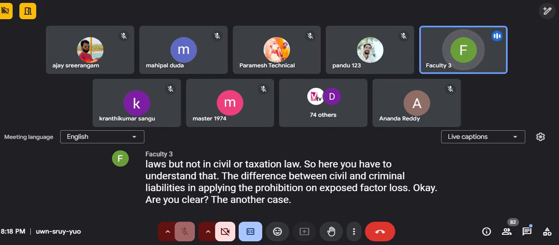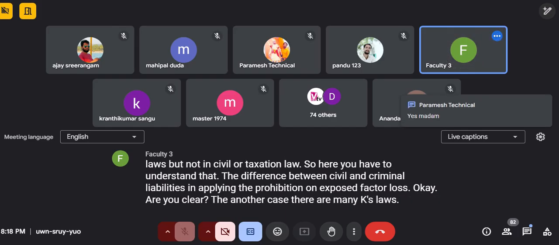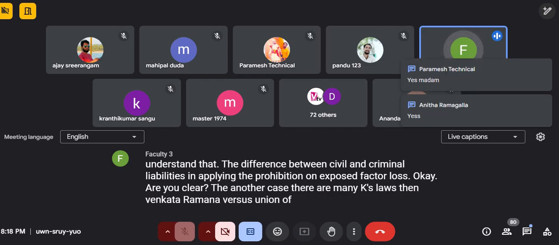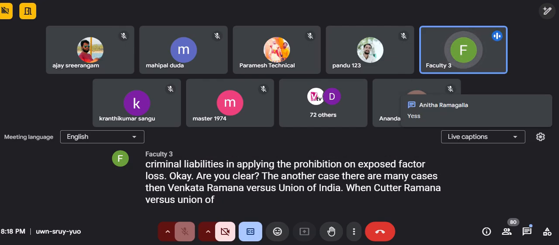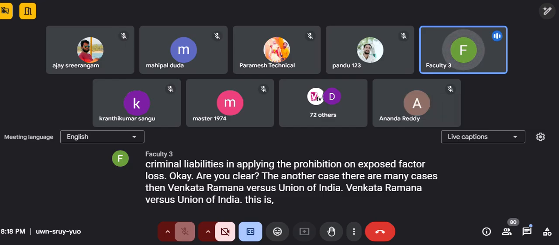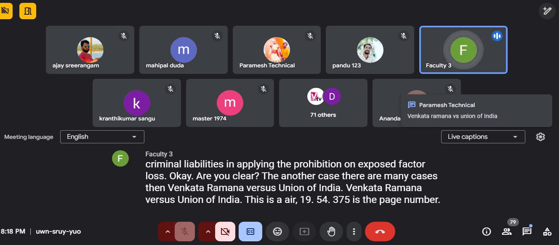In another case, there are many case laws. Then Venkataramana versus Union of India. Venkataramana versus Union of India, AIR 1954, 375 is the page number. Okay.